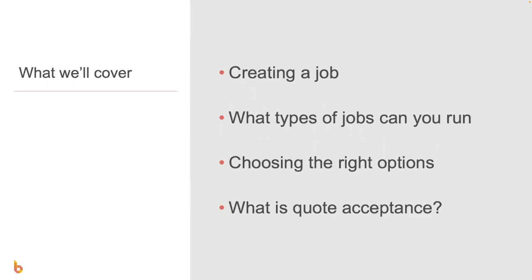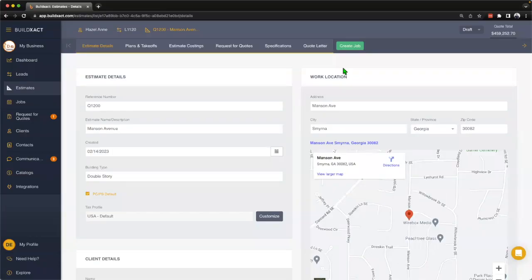In this video, we're going to take you through the process of how to create a job. From that process, we're going to talk a little bit about what type of jobs you can run, how to choose the right options, and lastly, we'll touch on what is quote acceptance. Now, to begin, we're going to go ahead and create a job for an estimate we've already been previously working on. And to do that, we're going to go ahead and hit the create job button.